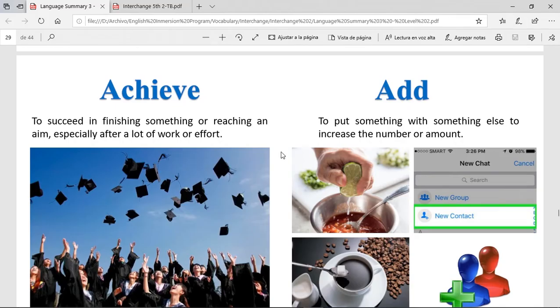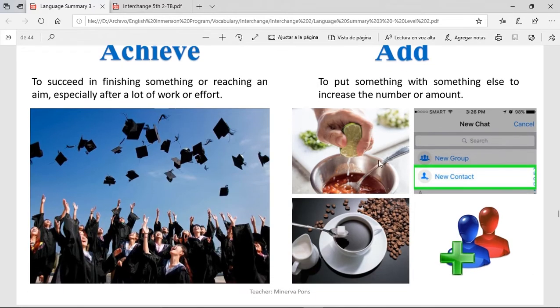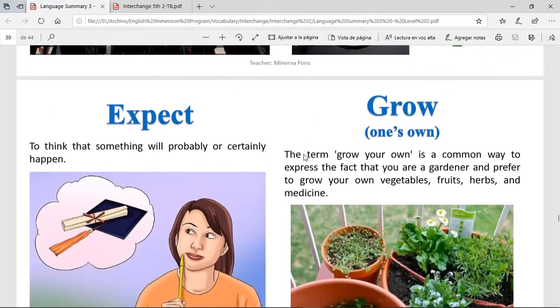Okay. Add. To put something with something else to increase the amount or number. To add is to put one more. You can add lemon to this sauce. You can add sugar. You can add a new contact, etc.